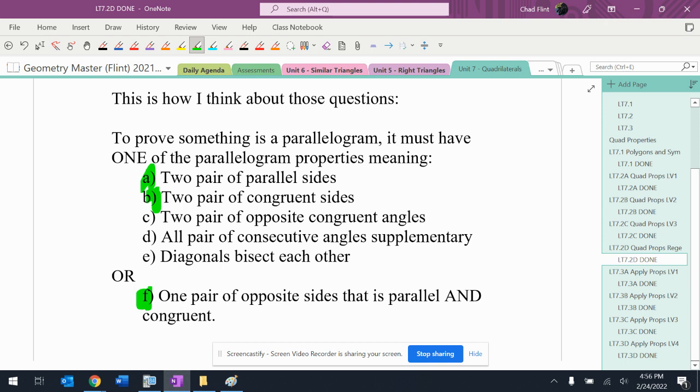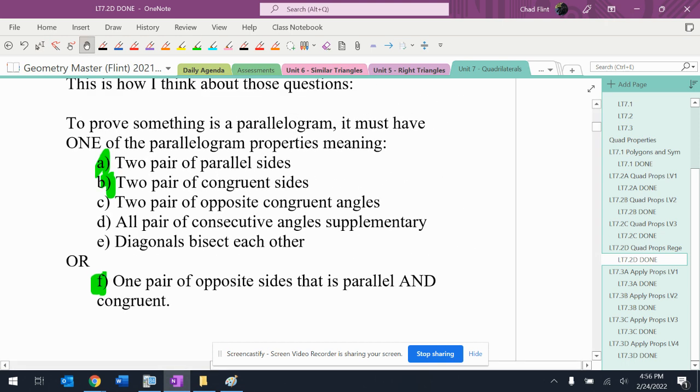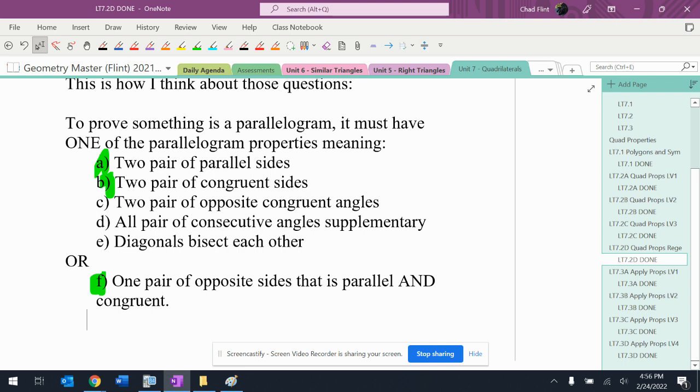And then if you want to prove it's something beyond a parallelogram, you have to add in something that it needs. For a rhombus, it could have perpendicular diagonals. For a rectangle, it could have a right angle. For a square, it needs two things: perpendicular diagonals and congruent diagonals. So when you're moving to something more specific, you need to add in a property.